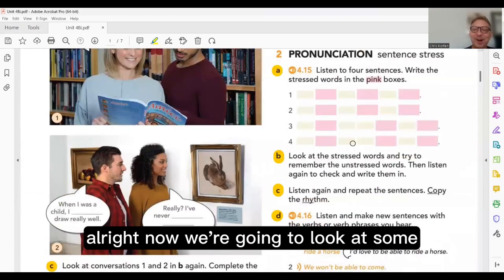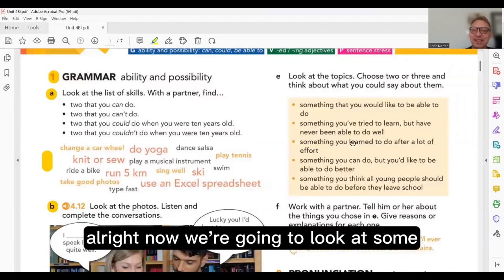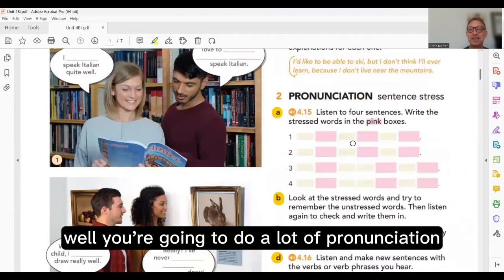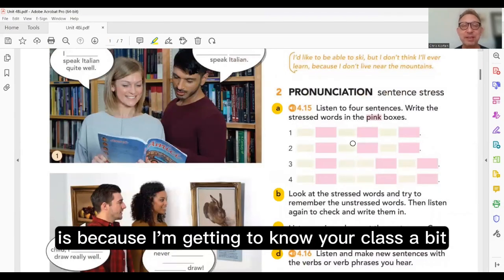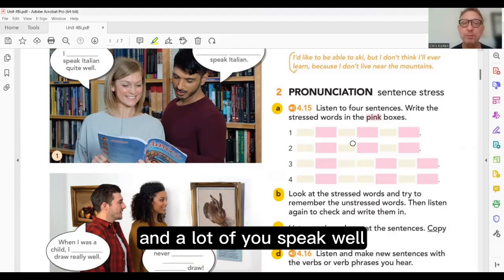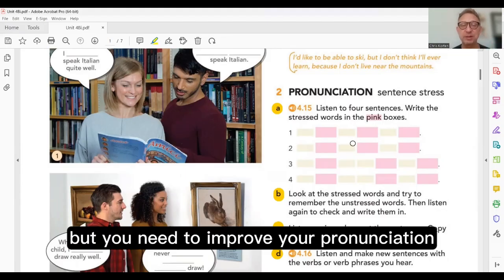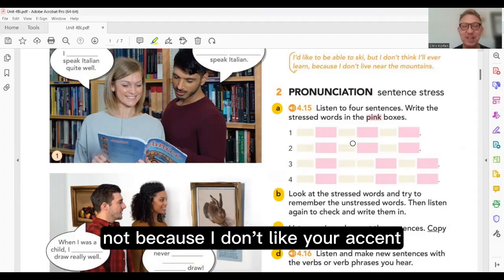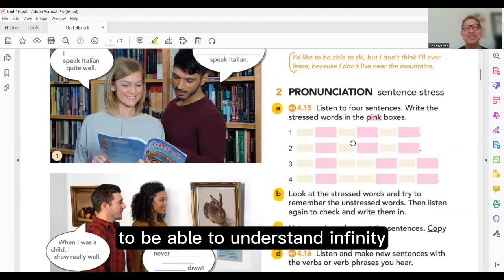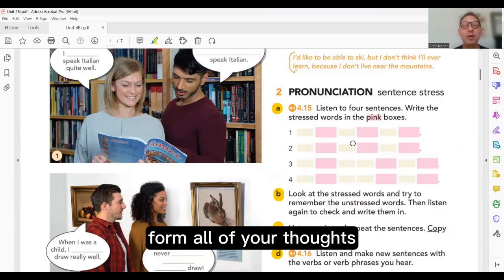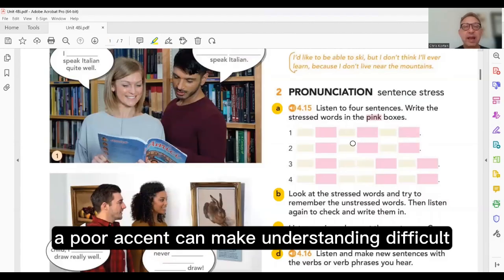All right. Now we're going to look at pronunciation. You're going to do a lot of it. The reason we're doing pronunciation is because I'm getting to know your class a bit, and a lot of you speak well, but you need to improve your pronunciation. Not because I don't like your accent, but because I want to be able to understand all of your thoughts. And sometimes a poor accent can make understanding difficult.